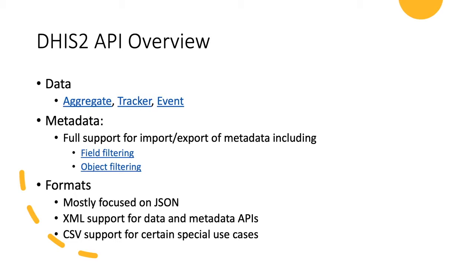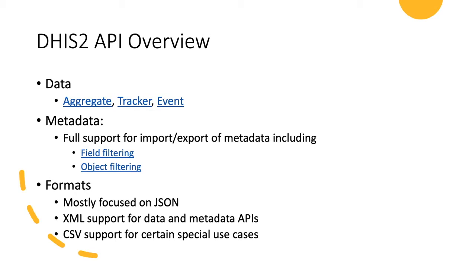We do have three separate APIs for data. So obviously it's the aggregate one, which probably is the one that most people are already familiar with. There's a tracker one for creating tracked entity instances, for creating enrollments, for creating events linked to enrollments. And then of course we have the event itself. And when I talk about event in this case, I just talk about what we call the non-registration event or anonymous event, just a freeform event without any linkage to a patient or a person. For the metadata, again, everything that's available for you through the maintenance app is also available to you as part of any kind of integration work you want to do.